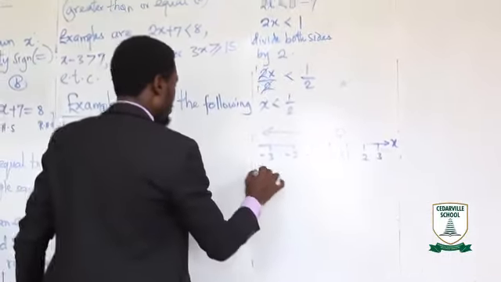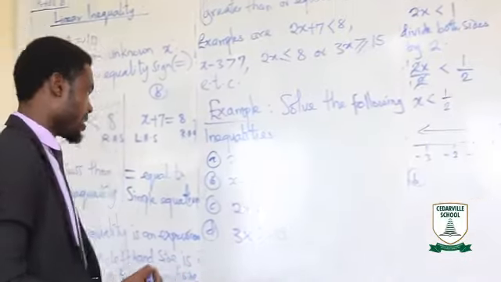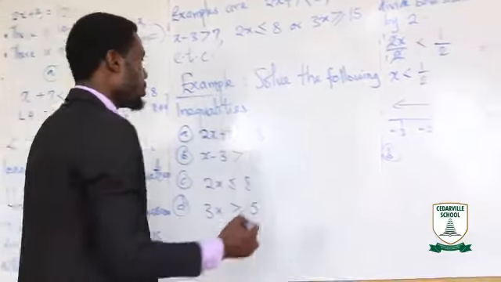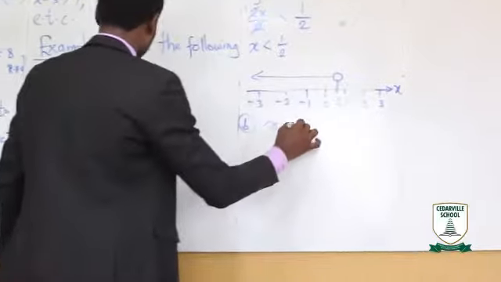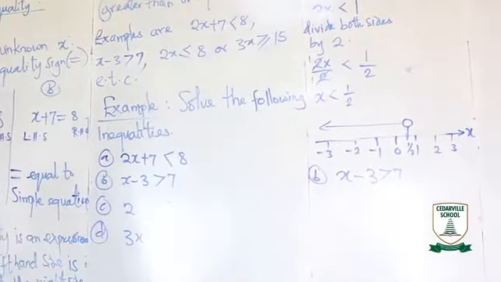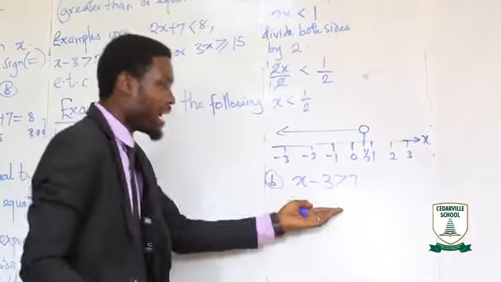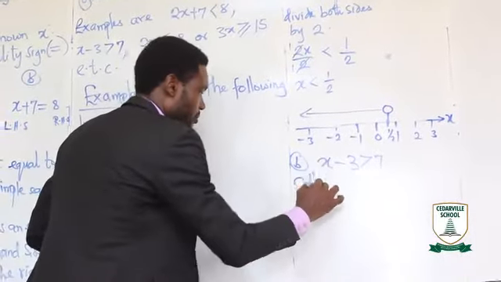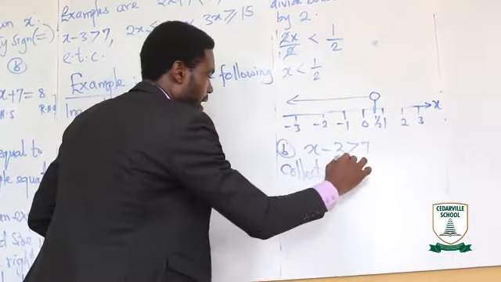Let's look at example B for more understanding. In example B, we have x minus 3 greater than 7. The same way we solve, we collect like terms. So collect like terms.